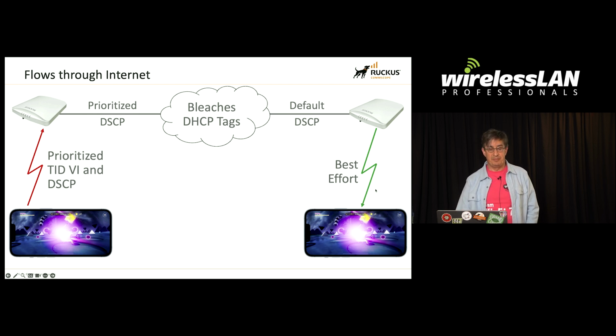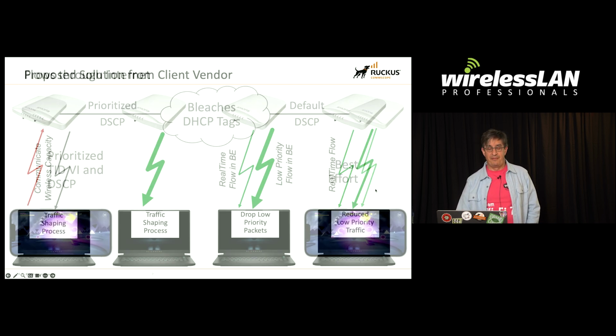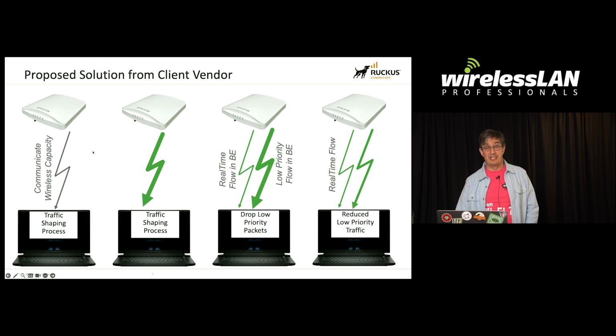So how do we solve this problem? The first time that I ran into it, a client vendor came to us and wanted us, the access point vendor, to communicate to them what we thought the wireless capacity was.